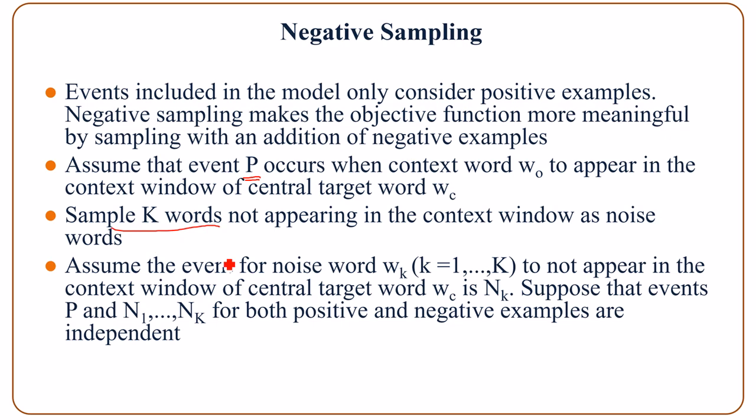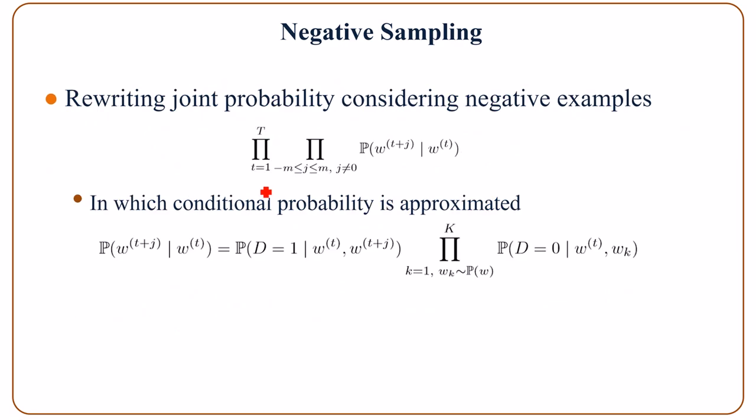We assume the event for the noise word WK, for K from 1 to uppercase K, to not appear in the context window of the central target word WC is NK. So the event P is for the positive example, and the events NK, for K from 1 to uppercase K, are the events for the negative examples. And we assume that these are independent. Now we rewrite the joint probability considering the negative examples as well.